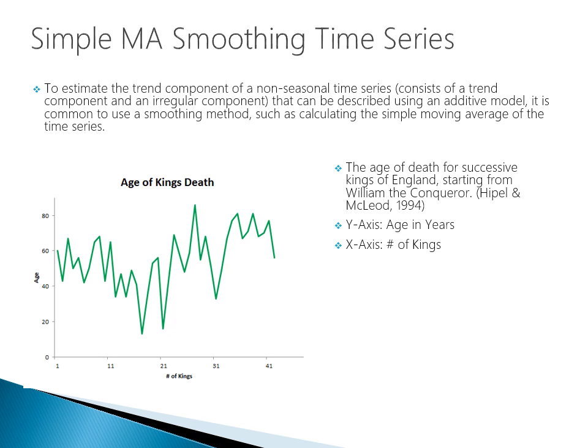And what we're going to do is we're going to look at a time series called the Age of Kings' Death. And these are for successive kings in England, starting with William the Conqueror. And on the y-axis, we're going to see age in years, and on the x-axis, we're going to see the number of kings. So, as each king is living, we're going to find the age at which they had died.